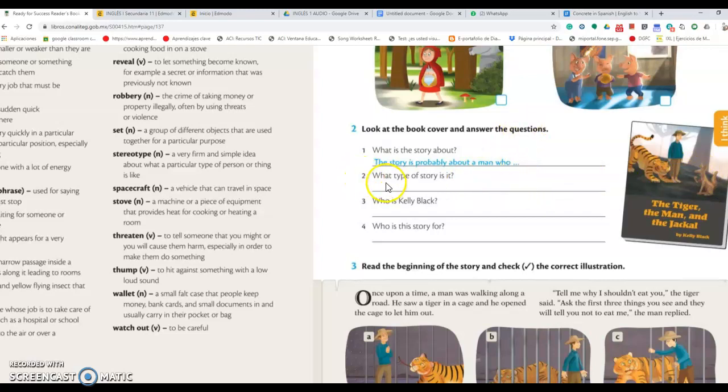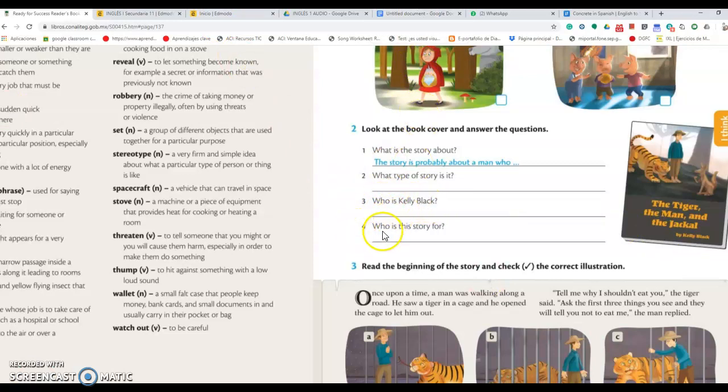Number 2, what type of story is it? I think the answer is fairy tale. Yes, this is a fairy tale. Number 3, who is Kelly Black? Do you see the name? It's written here in the corner. Kelly Black is the author. So, number 3, Kelly Black is the author.